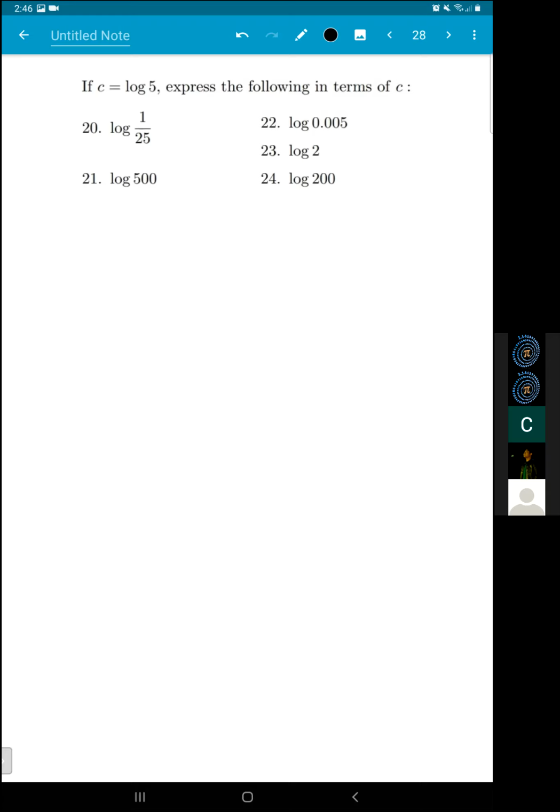Okay, still not quite. How do you write 2 as a power of 5? That's impossible. You would have to use a non-terminating decimal to do that. But the trick here is actually in the base. What is the base of this one? 10, right? And C is log 5. That 10 there reminds us that 5 and 10 are multiples of each other, or rather 10 is a multiple of 5, right? Correct?